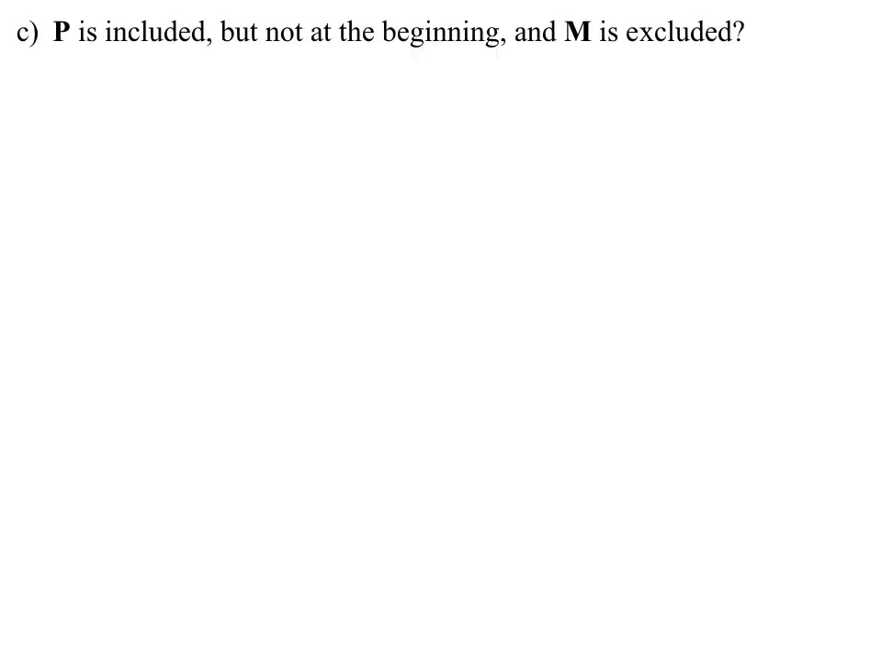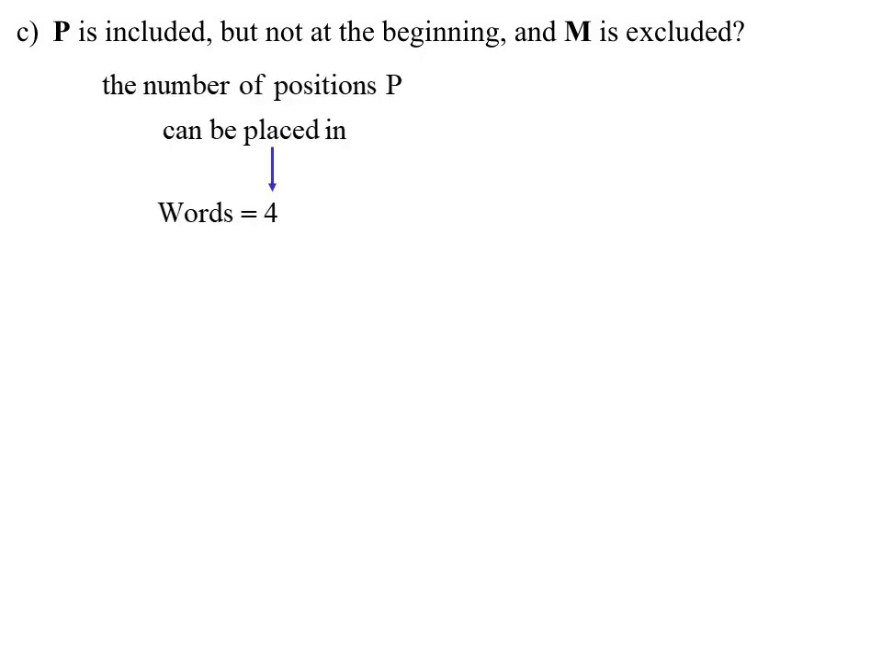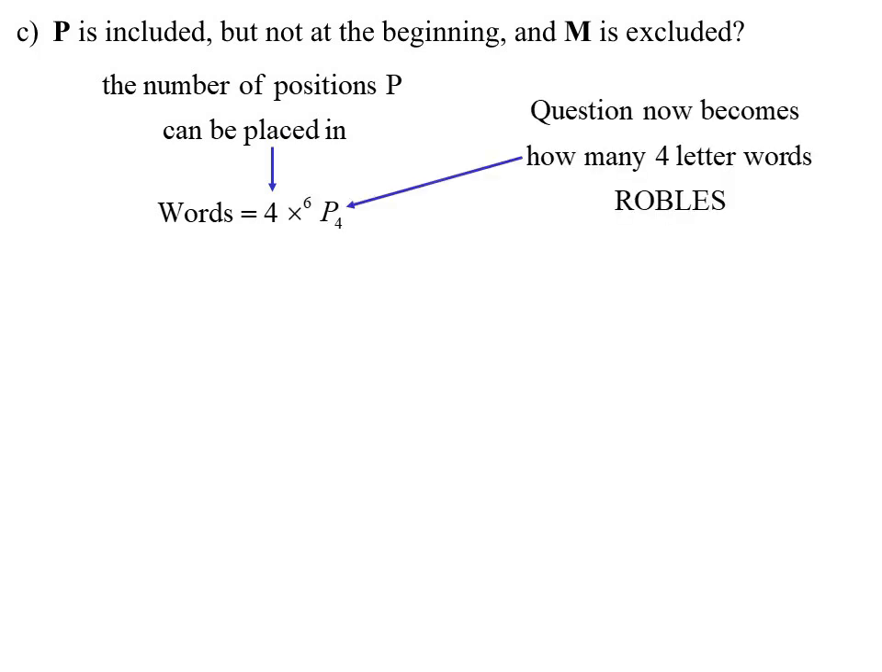All right, make it even more interesting. Well, P is included, but this time it's not going to be at the start of the word. And oh, by the way, I don't like the letter M, so we're going to exclude that letter. Look after the restrictions. Well, now there's 4 places P can go. It can go anywhere, just not at the beginning. So there's 4 spots I could put P. But I'm not going to use M, so now the question becomes, how many 4-letter words from Robbles? M's gone, P's gone. That's 6P4, 1,440.